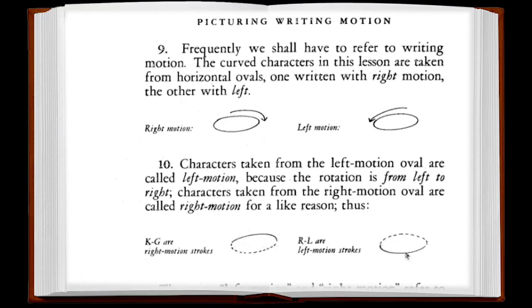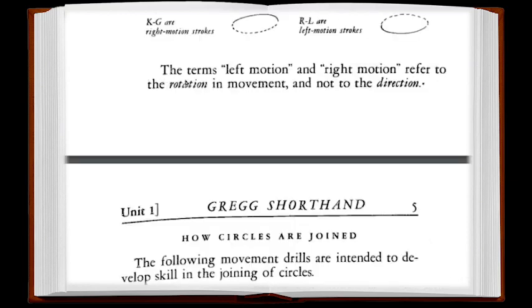The L is written counterclockwise, or left motion. The bottom half is written, the top is not. But the motion is either right or left. The terms left motion and right motion refer to the rotation in movement and not to the direction.